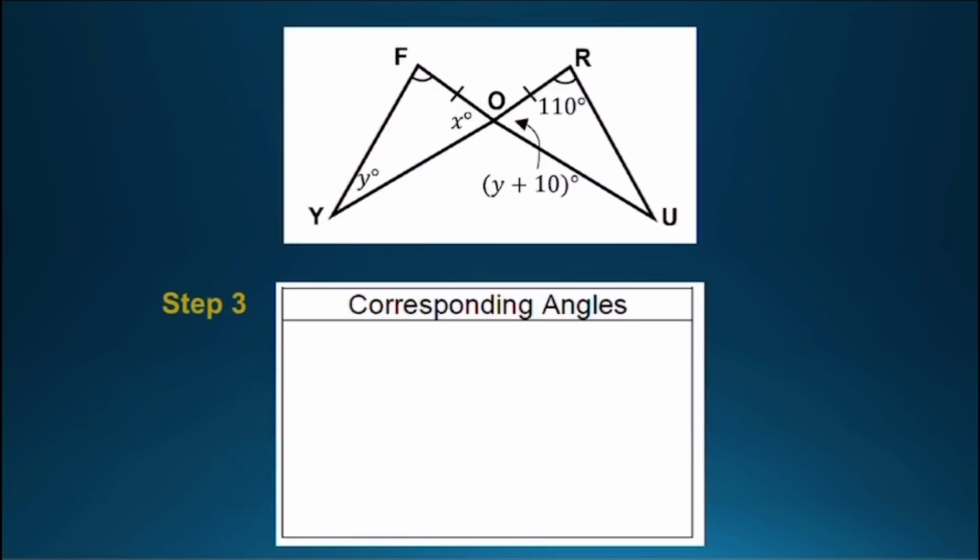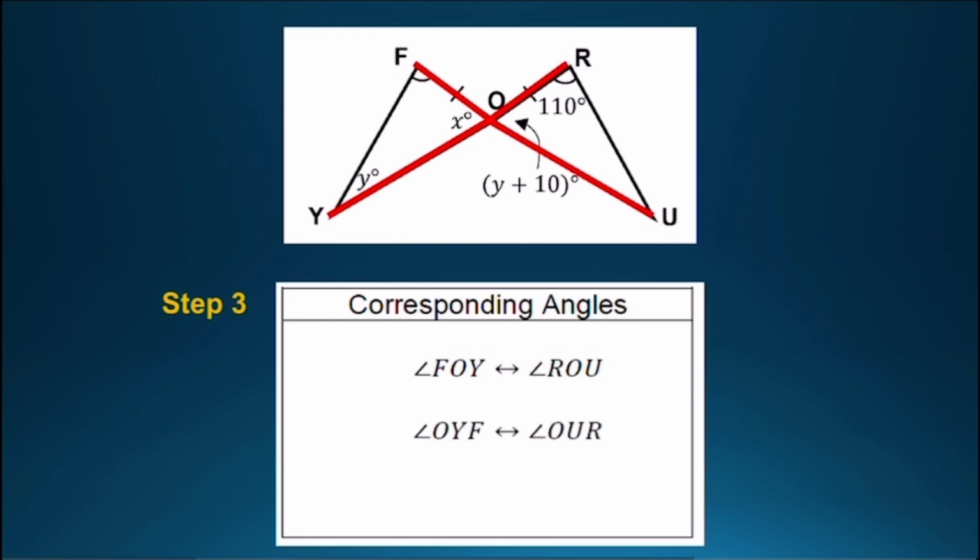Now, for our step 3, based on the given and unknown, we may list only the corresponding angles. We have angle FOY is same as angle ROU. Next, angle OYF is same as angle OUR. And for our last pair, angle YFO is same as angle URO. Now, let's proceed to our step 4.